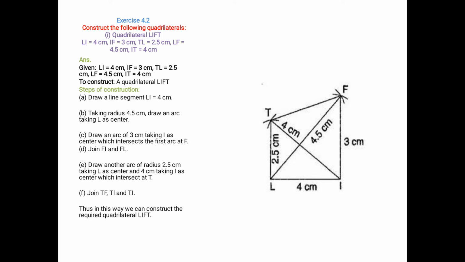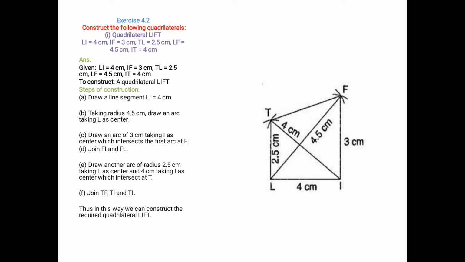Well, here we are supposed to construct a quadrilateral LIFT, and so to construct it we will follow the following steps of construction. Draw a line segment LI of 4 cm. Now, taking radius of 4.5 cm, draw an arc with L as center. Also, draw an arc of 3 cm taking I as center which intersects the first arc at F. Here, join FI and FL.